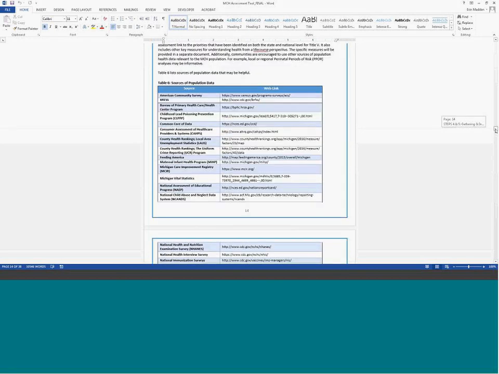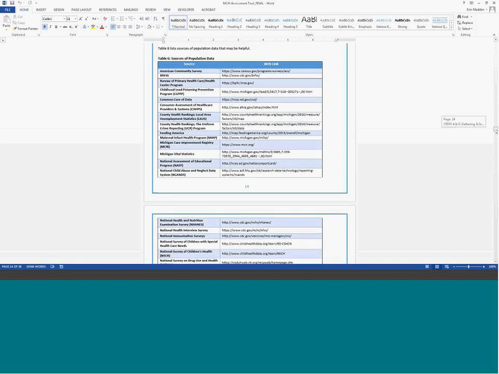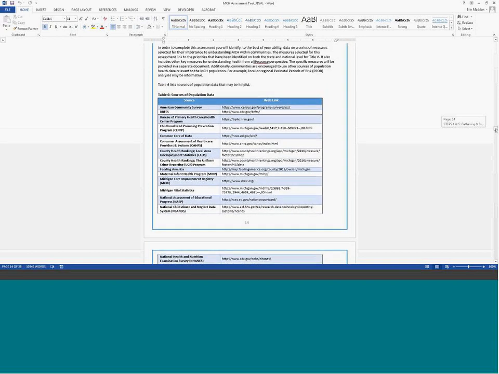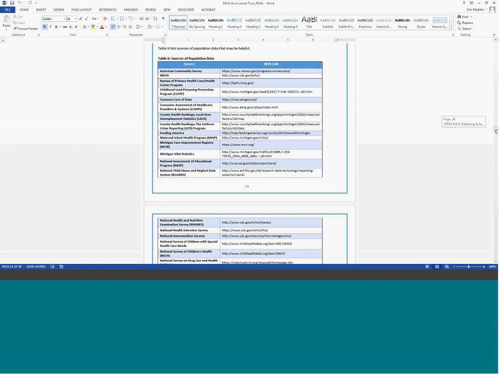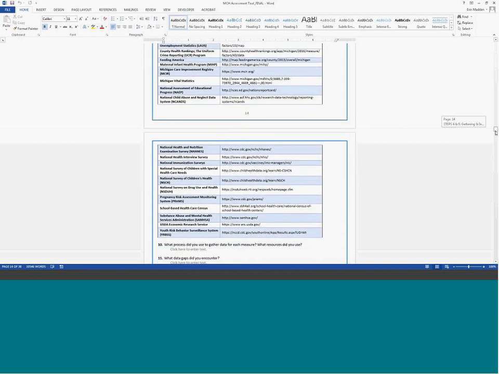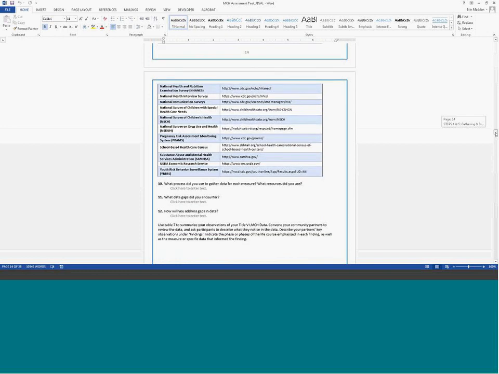So you see in the tool, steps 4 and 5 are together, and this section of the tool starts with just some background on the purpose of the assessments, what each assessment includes, and some sources for data. A lot of these sources are reflected in the spreadsheets that you'll receive, but it's kind of good to know what's out there and to have those on hand.